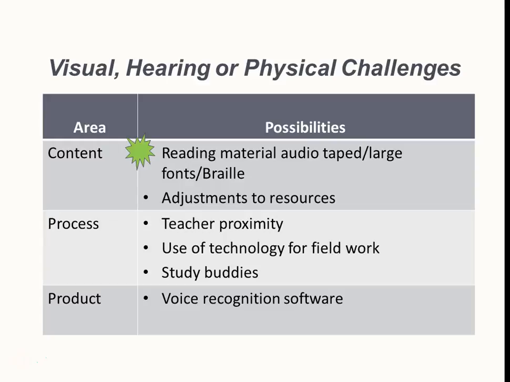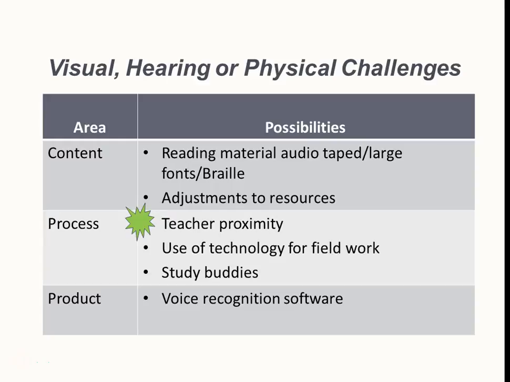With the content, you could have reading material that could be audio taped, or available in large type font or in Braille. There could be adjustments to resources, such as putting liquid glue to raise the print of graphs or diagrams, or having anatomically correct models such as fish mounts so that they could feel them and see them very easily.